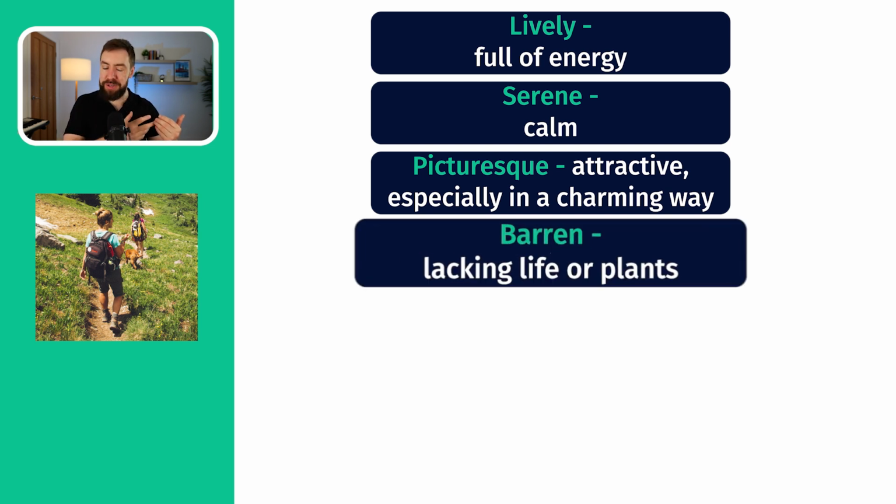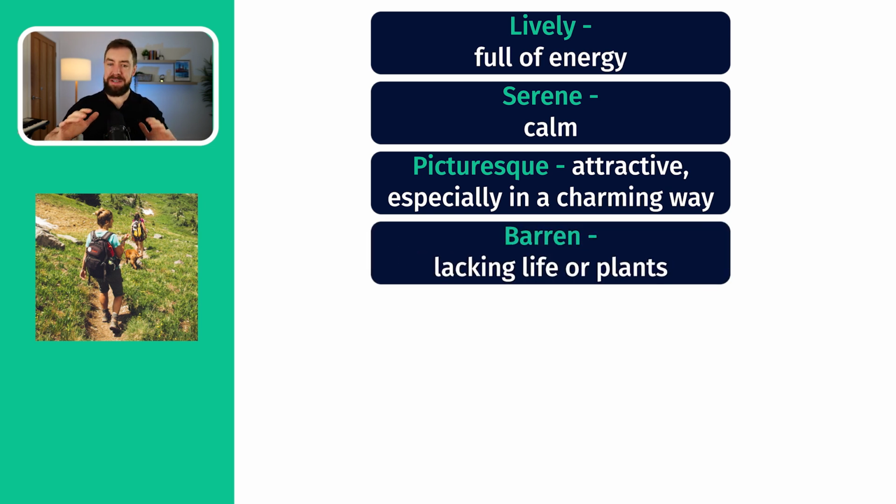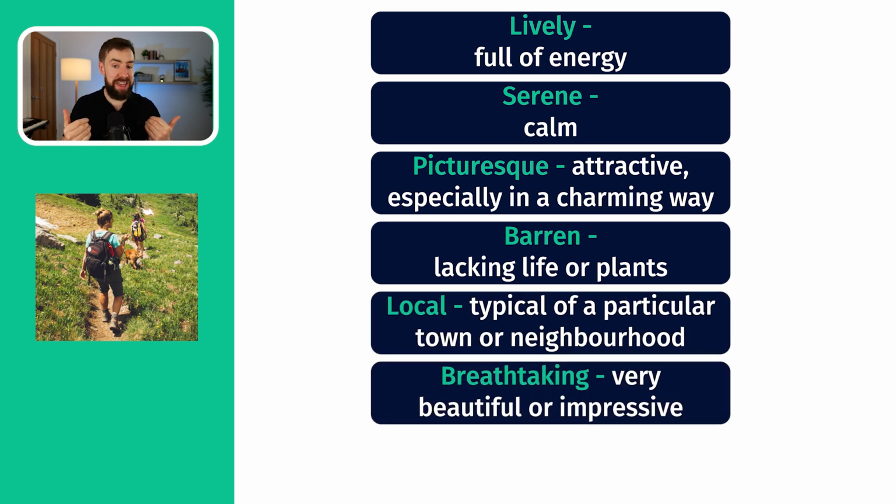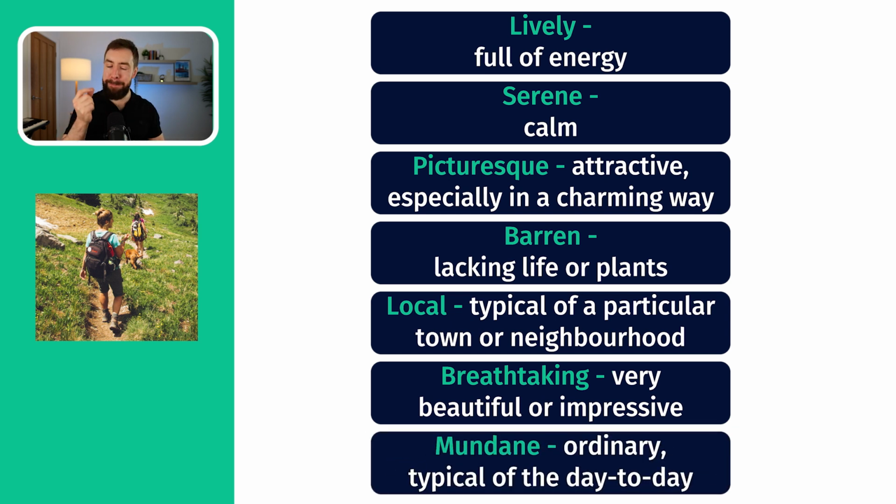Or barren, so there's nothing there, like there's no people or there's no nature. It doesn't look very nice at all. Barren. You could say it's local, so it looks like it's very particular for one place. You could say it's breathtaking, so it's like, oh my God, amazing, what a beautiful place. Or you could say it's mundane, and that means kind of normal, ordinary, a little bit boring.